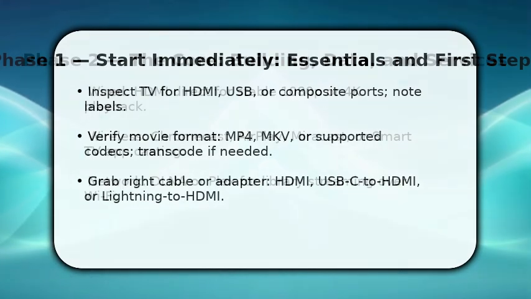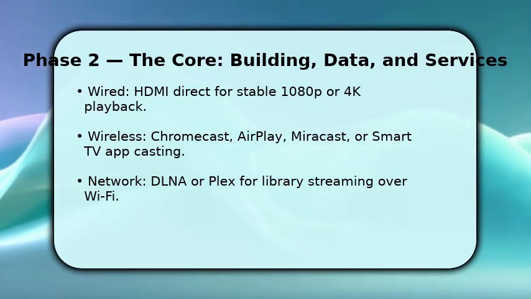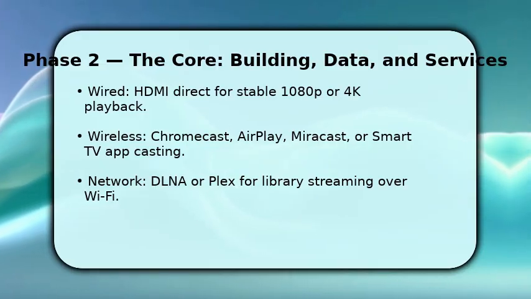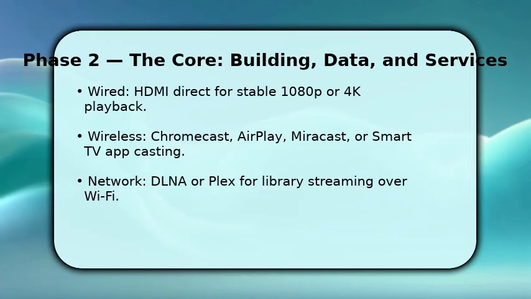Decide how you will stream the movie and why each option matters. Wired HDMI gives the most reliable, highest quality signal. Use it for 4K or large files. Wireless casting via Chromecast or AirPlay is convenient for mobile devices. Make sure both devices are on the same Wi-Fi network.